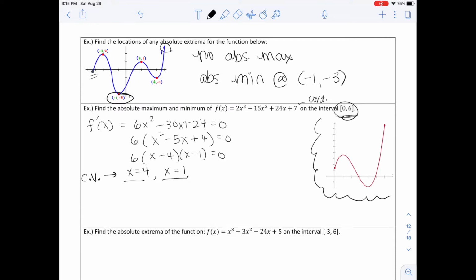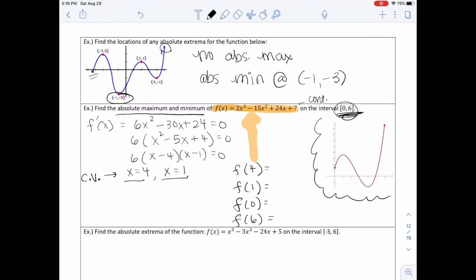In order to figure out your absolute maximums and minimums, we need to substitute these values that we have for our critical values back into our original function. So I need to find f of 4, and I also need to find f of 1. In addition, I also need to find at the endpoint. So I need to find f of 0 and also f of 6. Substituting these all back into our original function, which I will go ahead and highlight up here. So substitute those values in to our original function.